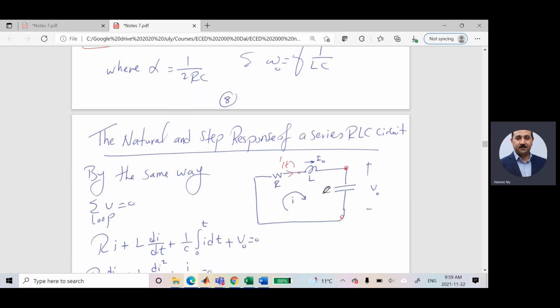So I'm going to say the summation of the voltages in this loop is equal to 0. The voltage across the resistance is equal to Ri. The voltage across the inductor is L di/dt. And what about the voltage across the capacitor? The voltage across the capacitor is equal to 1 over C integral of i dt plus the initial condition.